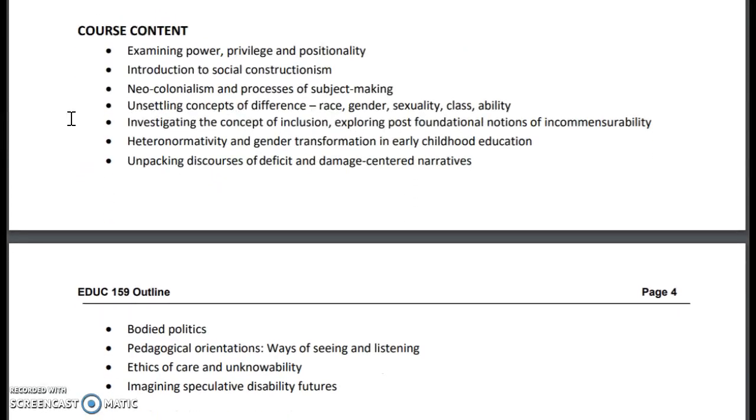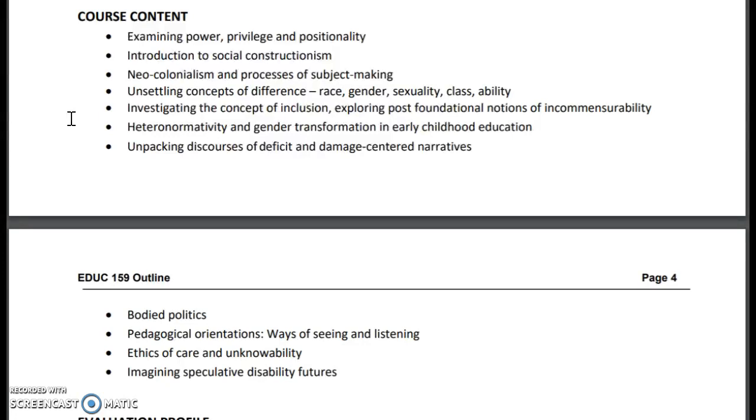So some of the key course content that we'll be working through over our weeks together includes examining power, how it moves through society, and how it privileges particular people and creates certain social positionalities. So we'll really be working through this idea of privilege and positionality, especially in the first 2 weeks. We'll have an introduction to the theory of social constructionism. We'll be looking through the lens of social constructionism for most of this course.